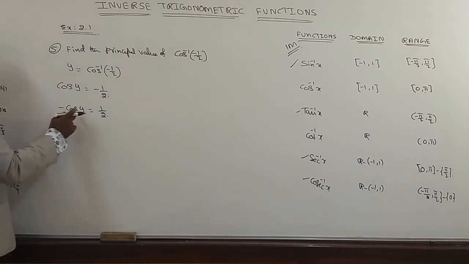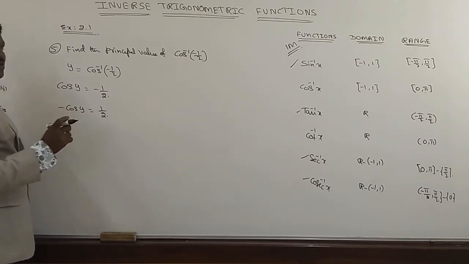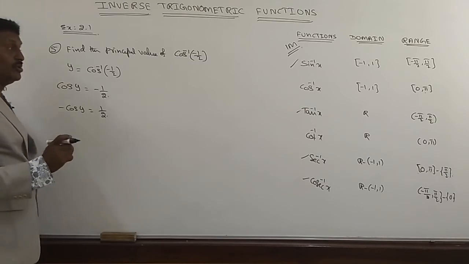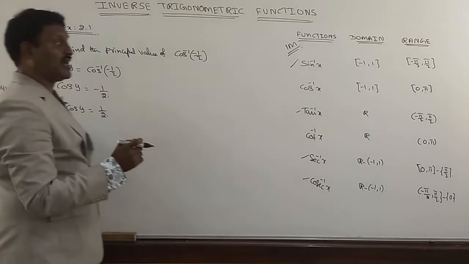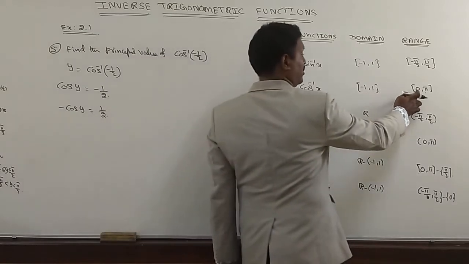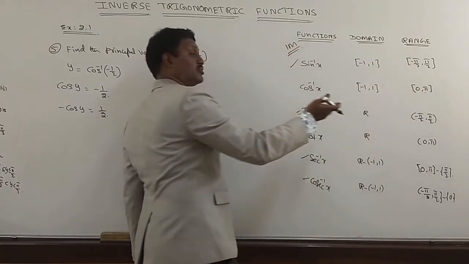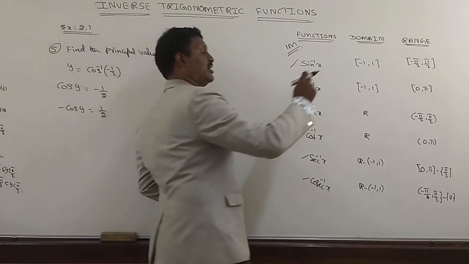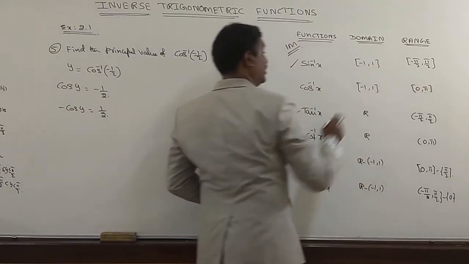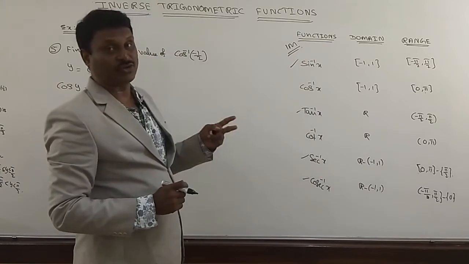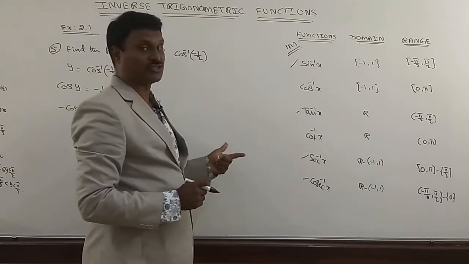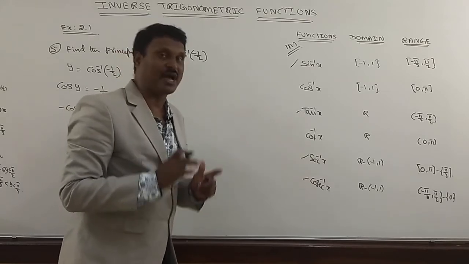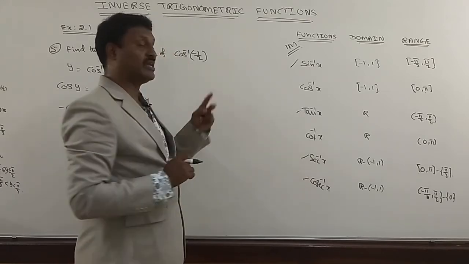Now minus cos y, we can't write as cos of minus y because in the fourth quadrant cos is positive. But the limit has to be in between 0 and pi. So we can't go above pi. Whatever value you get should be between 0 and pi only. That means it comes under the second quadrant. We can't take negative in the first quadrant, because in the first quadrant all the trigonometric functions are positive. So cos is negative in the second quadrant.